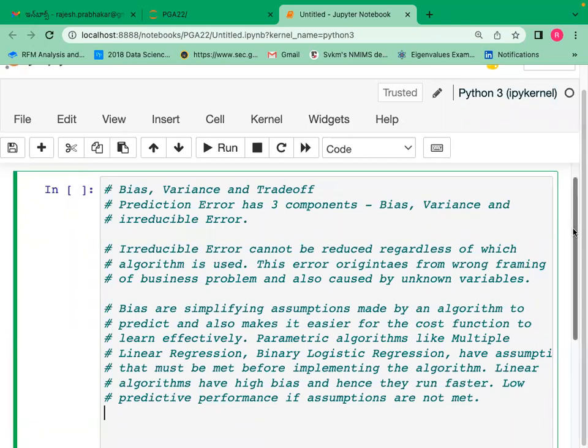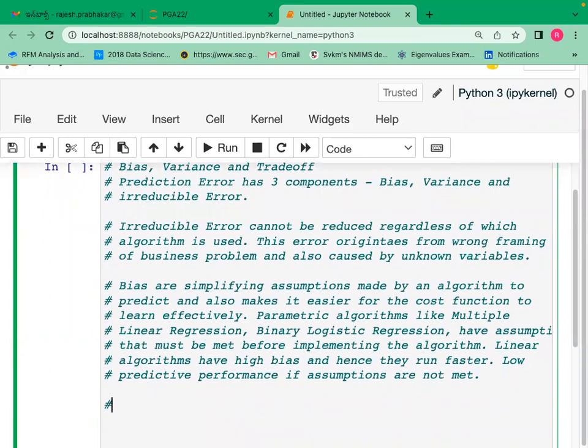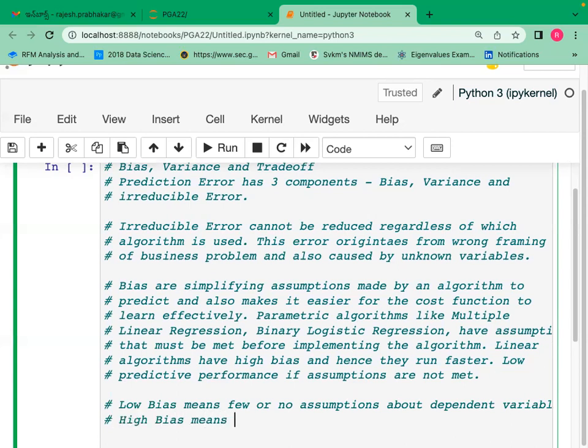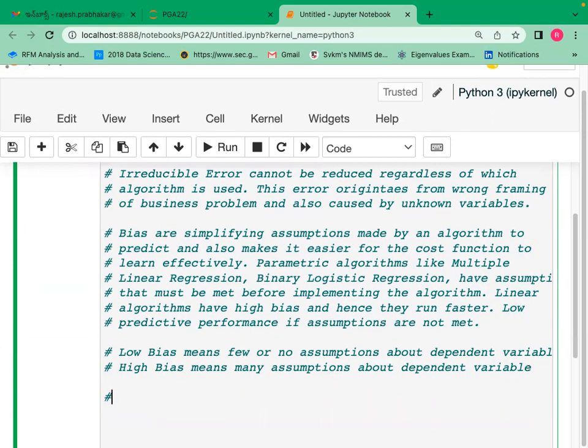Now, low bias means few or no assumptions about the dependent variable. High bias means many assumptions about the dependent variable. So low bias means they have few or no assumptions. High bias means they will have very, very high assumptions.